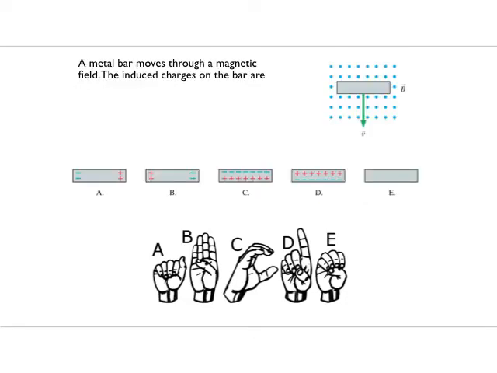A metal bar is moving through a magnetic field. And if you have a conductor moving in a magnetic field, we've seen that there's a motional EMF. What will be the induced charges on the bar? Think about that one. I'll be back.